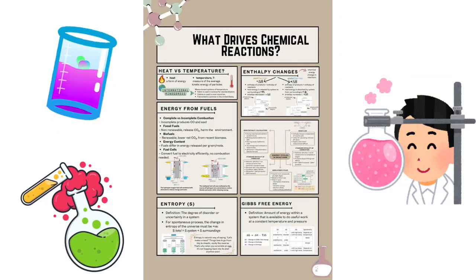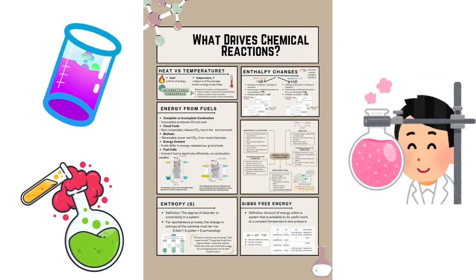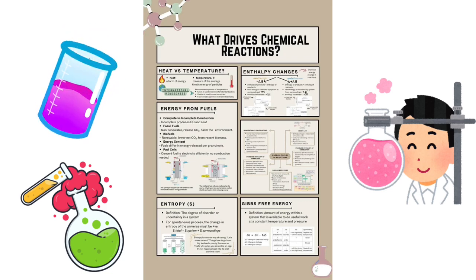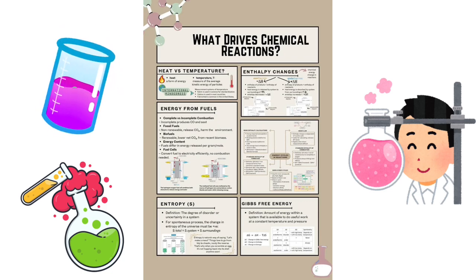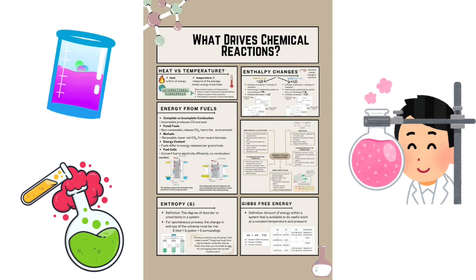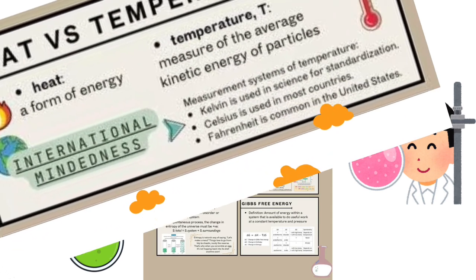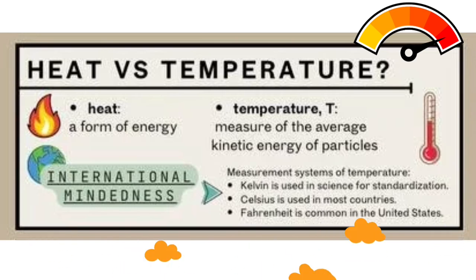Welcome to this exciting breakdown of what drives chemical reactions. In this video, we'll dive into the key concepts that explain why chemical reactions occur, including heat, temperature, enthalpy, entropy, Gibbs free energy, and more. Let's get started. First, let's tackle the difference between heat and temperature.